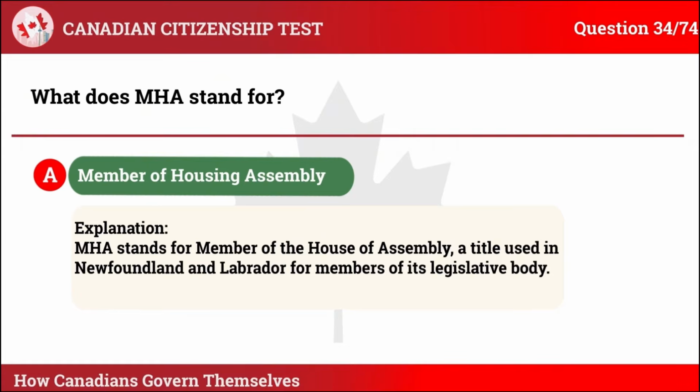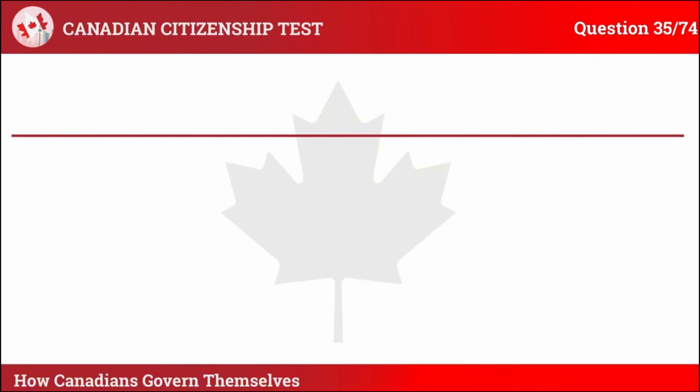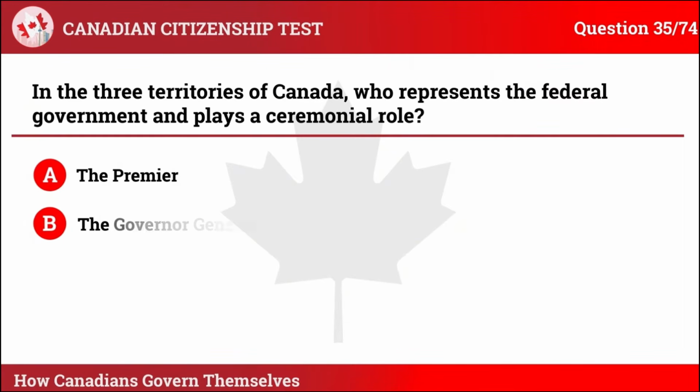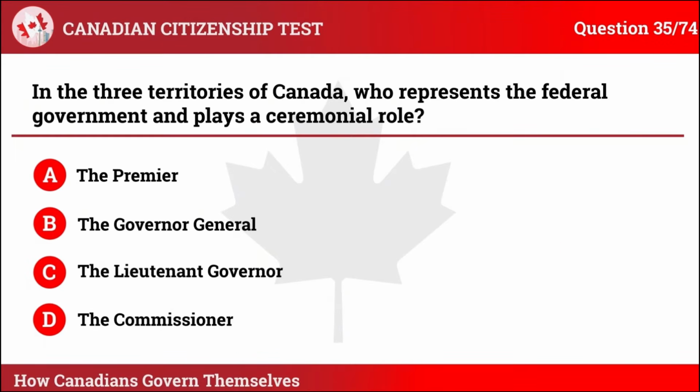its legislative body. Question 35. In the three territories of Canada, who represents the federal government and plays a ceremonial role? A. The Premier. B. The Governor-General. C. The Lieutenant Governor. D. The Commissioner.